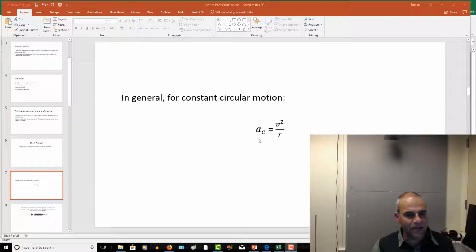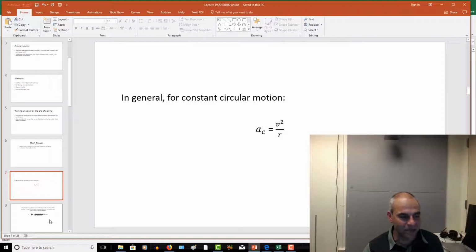Let's think a little bit more about what this v means. Imagine you're standing on the Earth at the equator. The radius of the Earth at the equator is about 6,400 kilometers. Now consider how fast you're moving. In one day, 24 hours, the Earth spins once, so let's figure out how fast you had to have been moving.